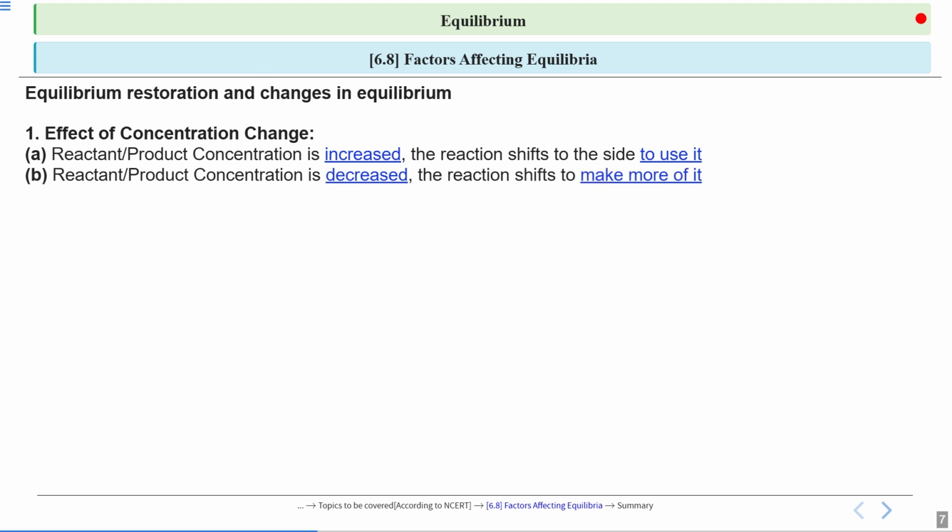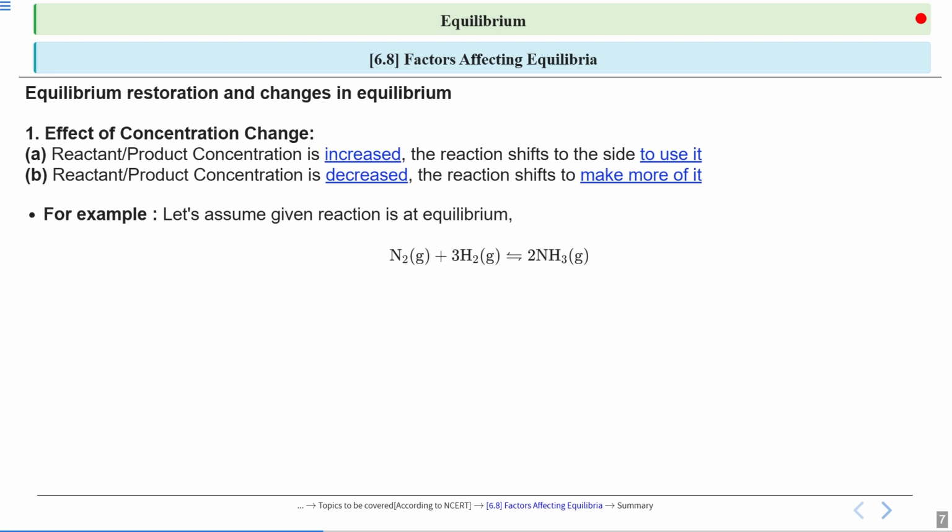Similarly, if you decrease the reactants or products concentration, the reaction will shift in such a direction. So you have two directions, forward and backward. It will shift in such a direction so that the decreased reactants concentration or the decreased products concentration can be increased again.